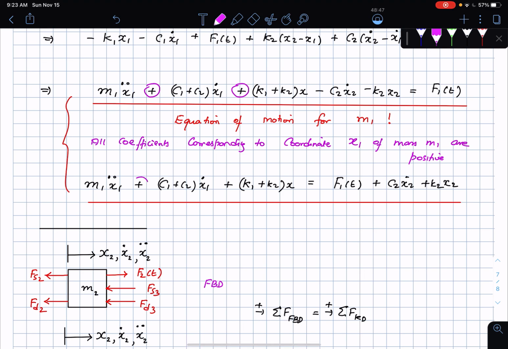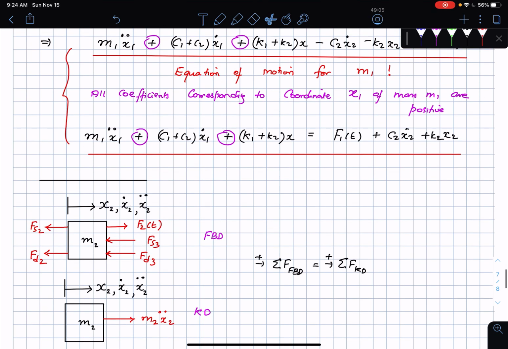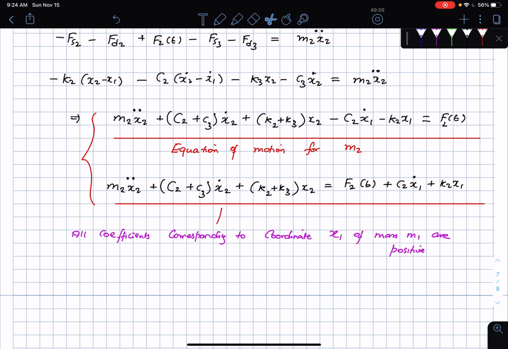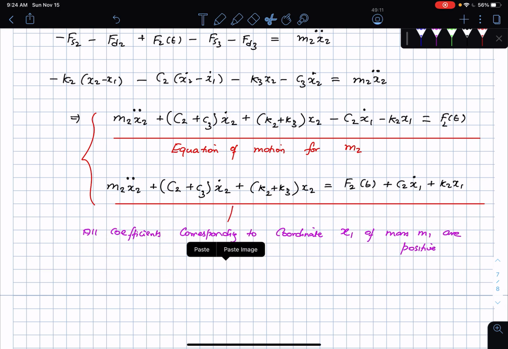This is the characteristic of a stable system, and we will of course not look at stability here, but this is something that you will see later on. I want to grab this and write the same thing with respect to the other one. When I'm looking at the mass m1, the coordinate corresponding to it is x1. I'm not looking at x2. Likewise, the coefficients corresponding to coordinate x2 of mass m2 are positive. I'm not looking at x1; it is x2 corresponding to the mass m2.